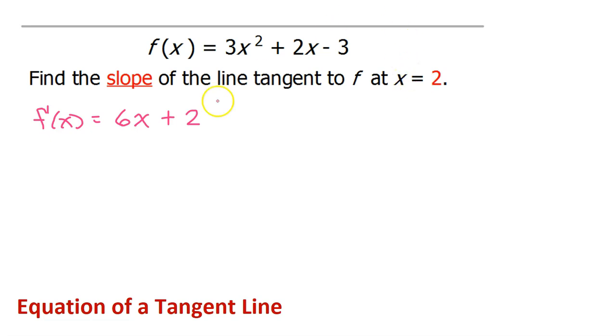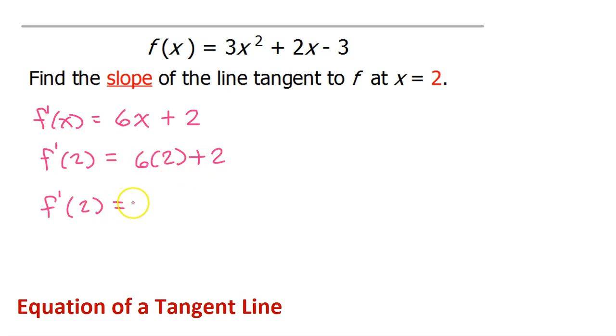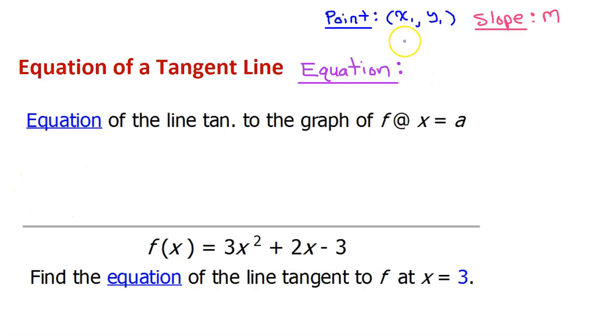All we have to do is evaluate f prime at 2, which in this case will be 6 times 2 plus 2. F prime at 2 is 12 plus 2, or 14. And that's it. The slope of the line tangent to f at x equals 2 is 14.